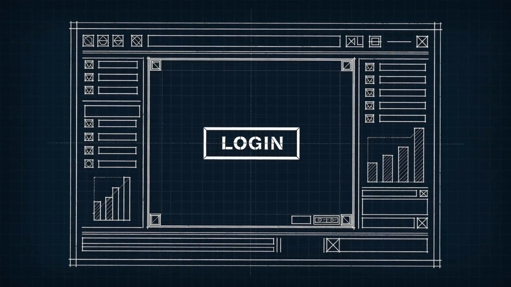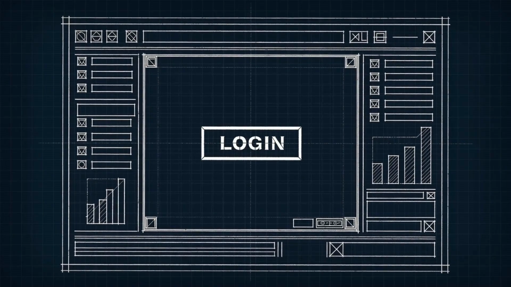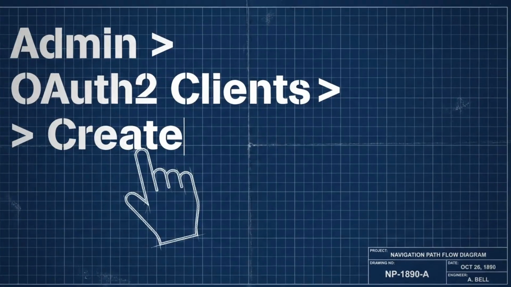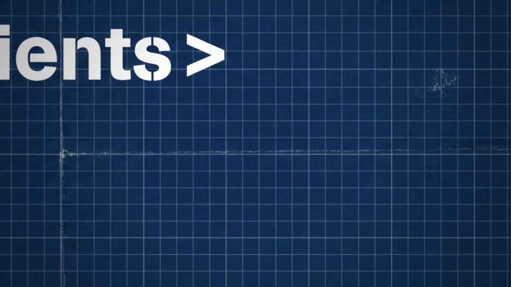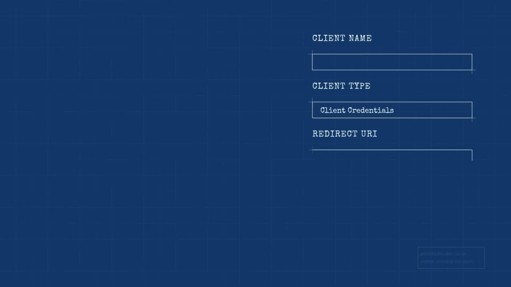To access the OAuth 2.0 token, log into SuiteCRM as an administrator. Navigate to Admin, Auth Clients, and click on Create to register a new application. Fill in the client name, select client type as Client Credentials, and redirect URI. After this, SuiteCRM will generate Client ID and Client Secret, which are the credentials to get a token.